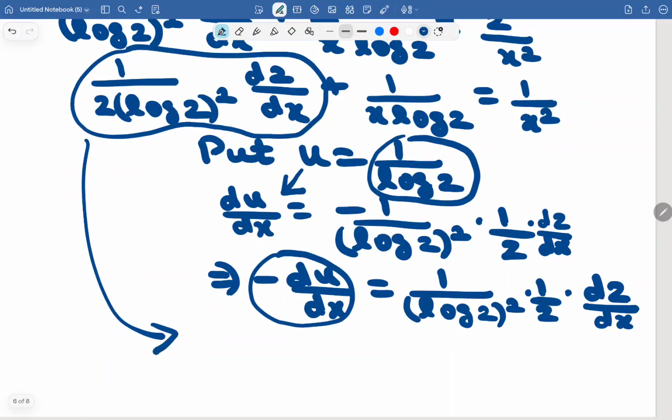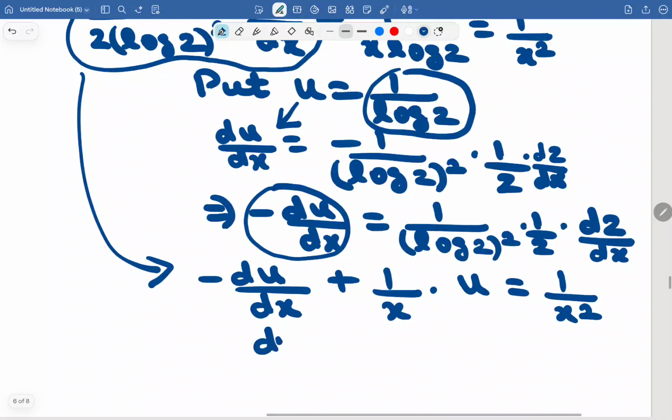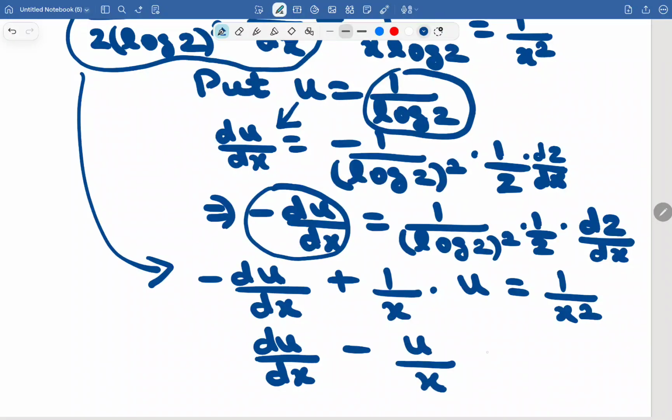Therefore, this equation becomes minus du by dx plus 1 by x, where 1 by log z is u, which is equivalent to 1 by x square. Multiply by minus on both sides: du by dx minus u by x, which is equivalent to minus 1 by x square. This is of the form du by dx plus p of x into u, which is equivalent to q of x.